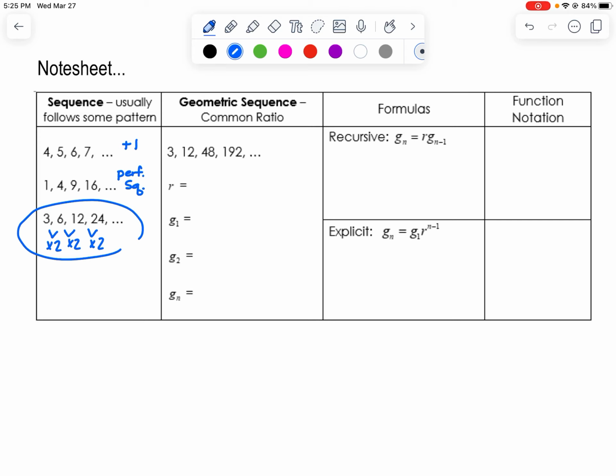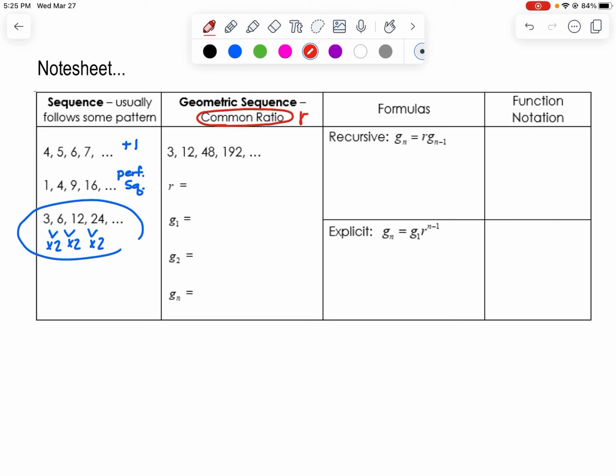So if we look at our next column here, the geometric sequence, we have a pattern here of 3, 12, 48, and 192. And those have a common ratio. If it's a geometric sequence, then they have a common ratio, and we use R for that. And that ratio is what are we multiplying by? So each time we are multiplying by the same amount.